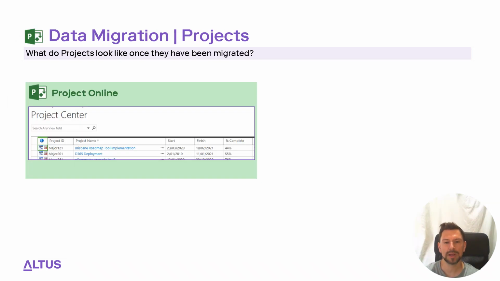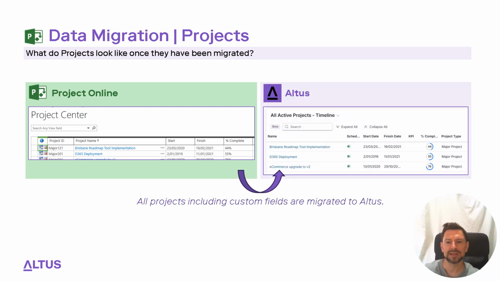So what does this look like once the process has been completed? In this next section of the presentation, I'm going to show what the source information looks like in either Project Online or SharePoint Online, and then what it looks like once the process has been completed in Altus. So what we're looking at here is the project center in Project Online, seeing a couple of those projects listed out here with all of their information. And then once the process has been completed to migrate it in, it ends up in the initiative section in Altus. And you can see here, similar look and feel, one line per project.